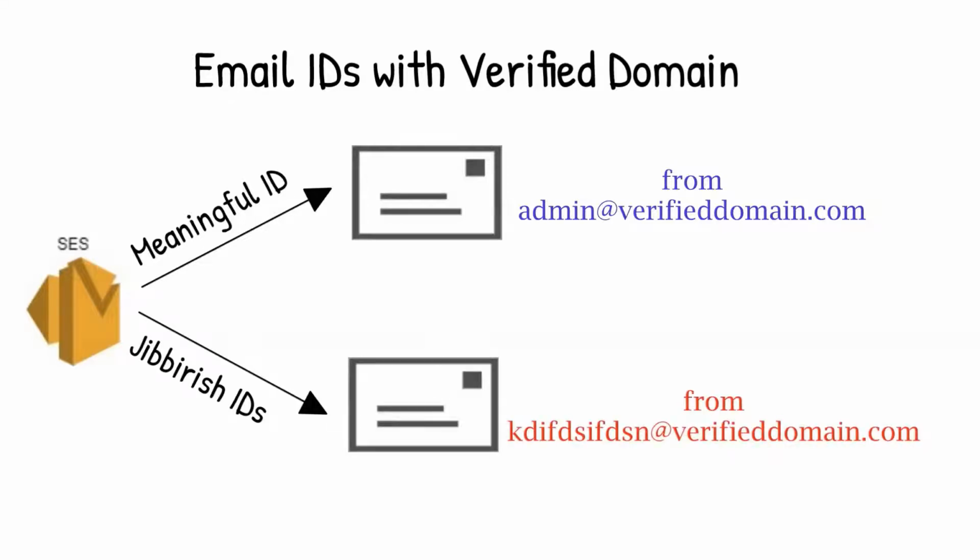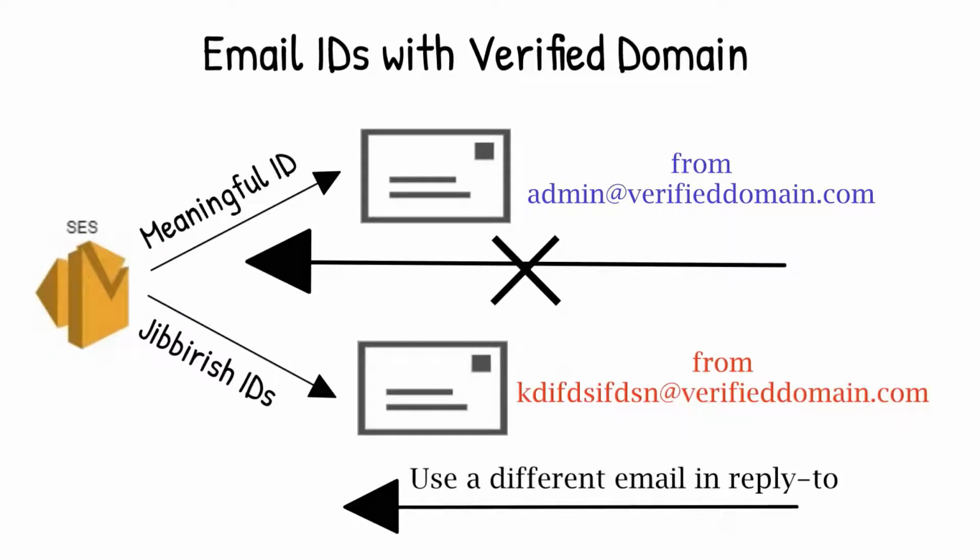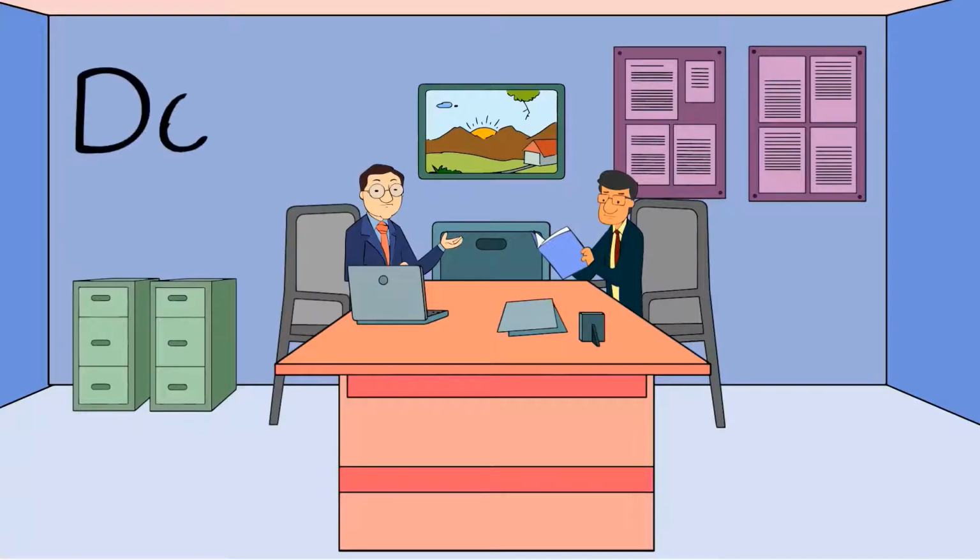If you are not setting SES to receive emails, it will be a good practice to use a different email ID in the reply to option. You should be able to receive emails sent to the email in the reply to email ID. This enables the receivers to simply hit the reply button to reply to your emails. Now let's take a look at a demo of both methods.